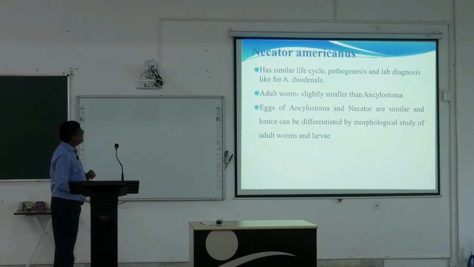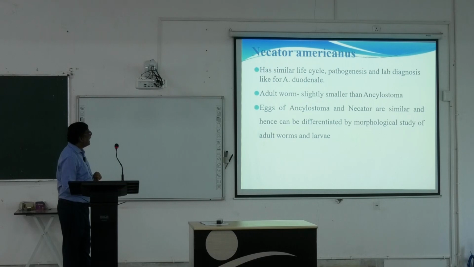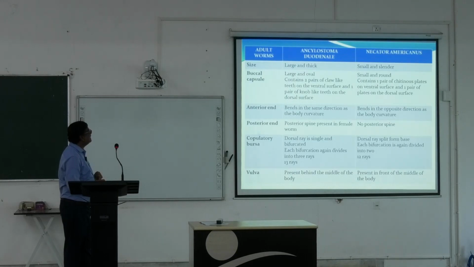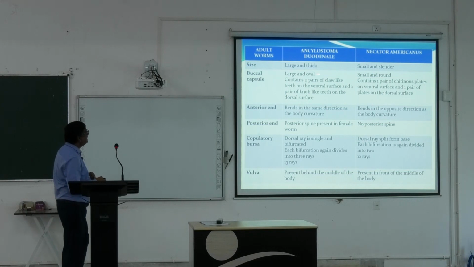Necator americanus has a similar lifestyle and is slightly smaller than Ancylostoma. The differentiating features are morphological. These are the differentiating features between Necator americanus and Ancylostoma. Ancylostoma is large and thick, Necator small and slender. The buccal capsule is the key: in Ancylostoma the 6 teeth are seen, while in Necator it is small and round and contains 1 pair of chitinous plates on the ventral surface and 1 pair on the dorsal surface. So, 2 plates are seen in case of Necator.